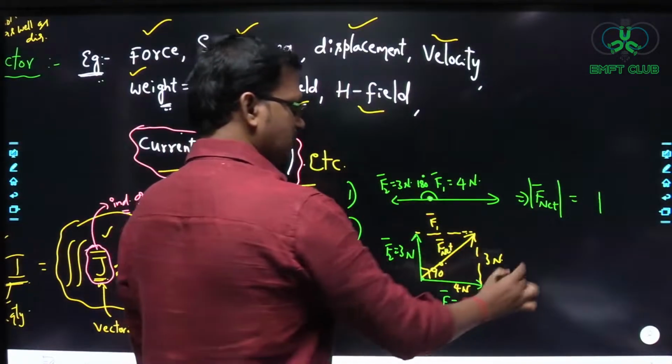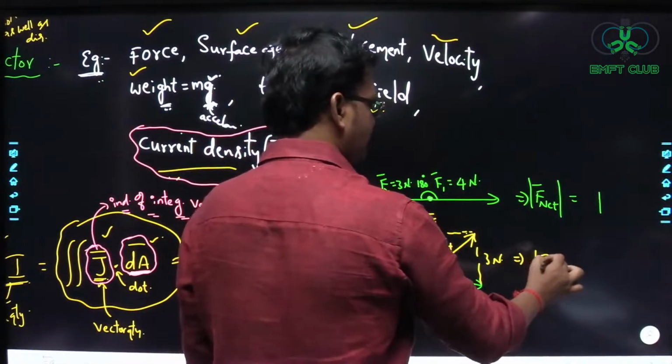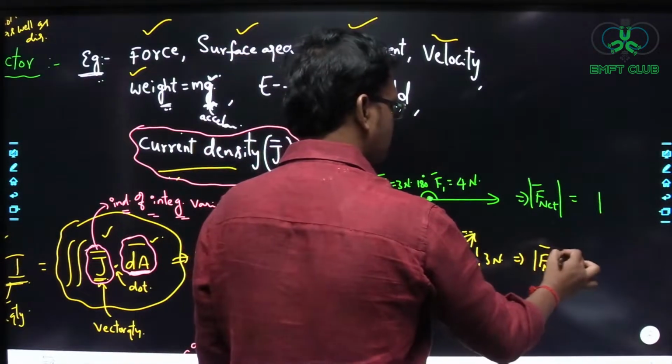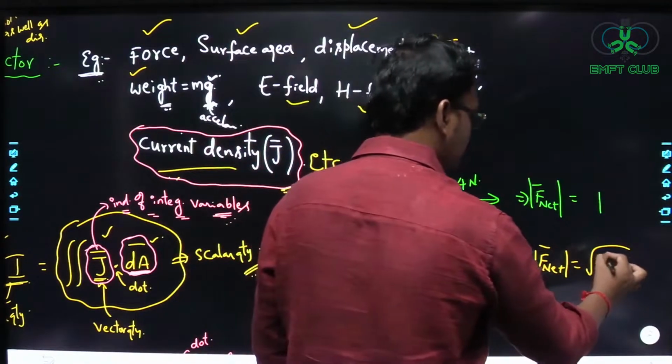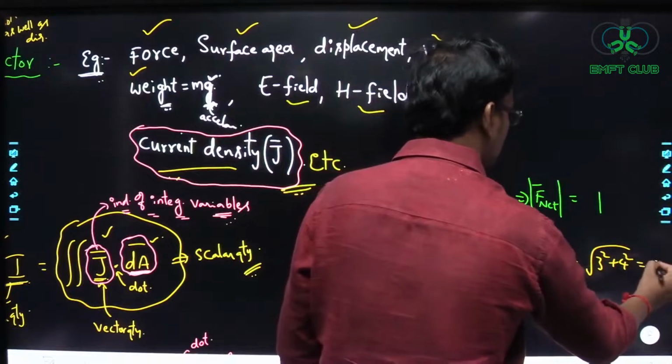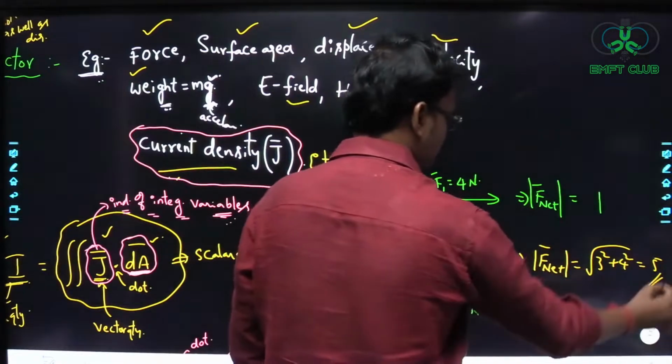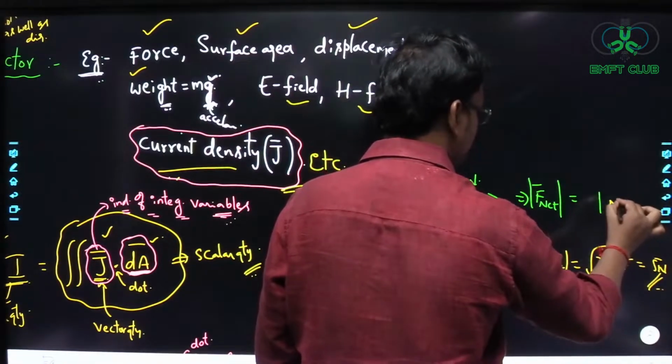So what is the resultant here? What is the magnitude of the resultant force? Is equivalent to what? Square root of 3 square plus 4 square, which is equal to what? Which is equal to 5 newtons. Here it is 1 newton.